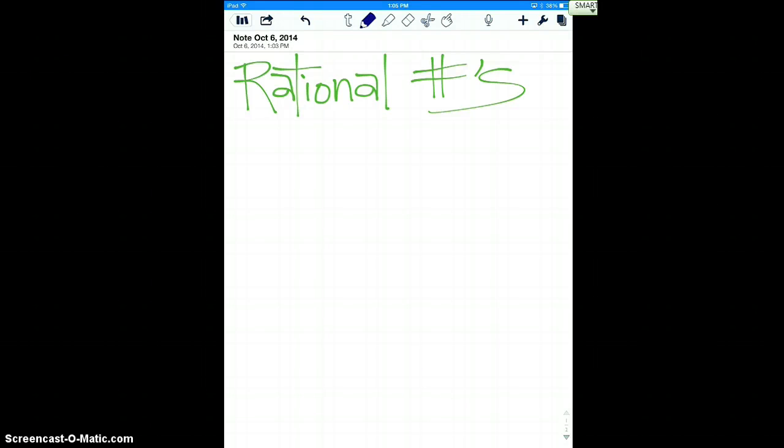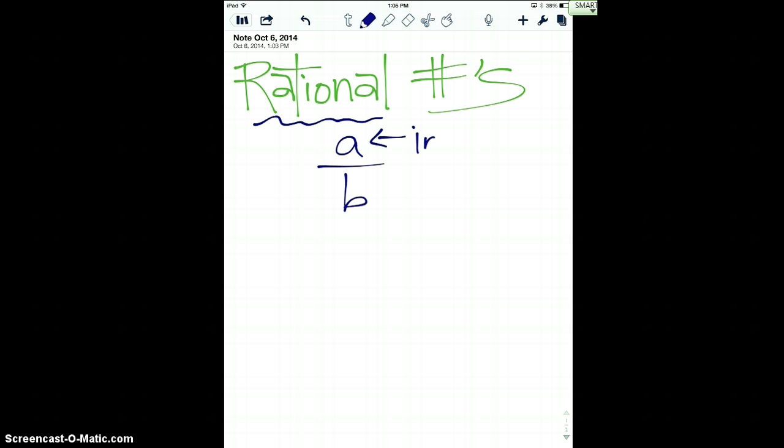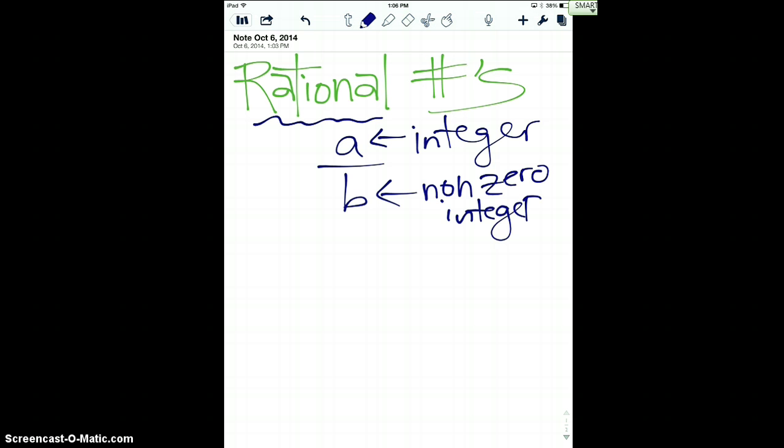We're going to talk today about rational numbers. Things that are rational, things that seem to make sense. So the actual definition of rational numbers is a number that can be written in the form a over b, where a is an integer and b is a non-zero integer. So you might be like, what the heck does that mean? So I'll give you some examples.